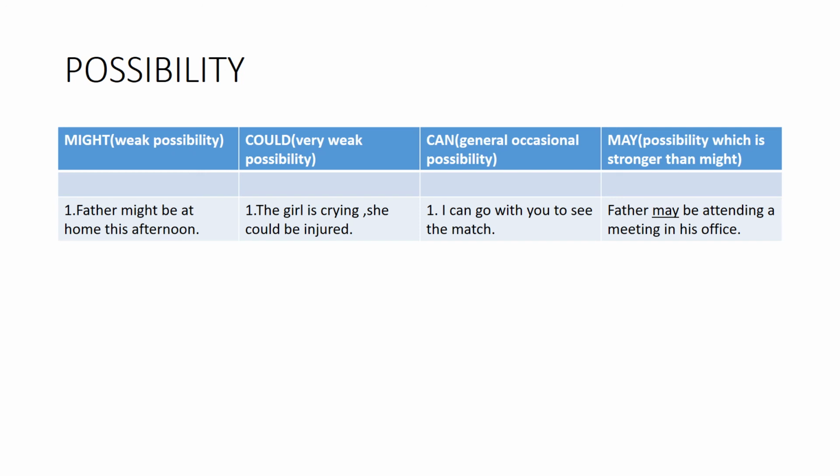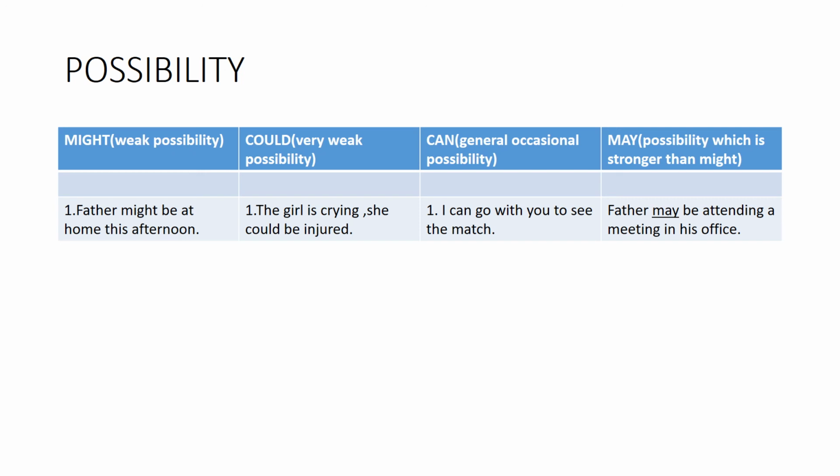The modals that express possibility are might, could, can, may. In column A, father might be at home this afternoon. Might indicates a big possibility.